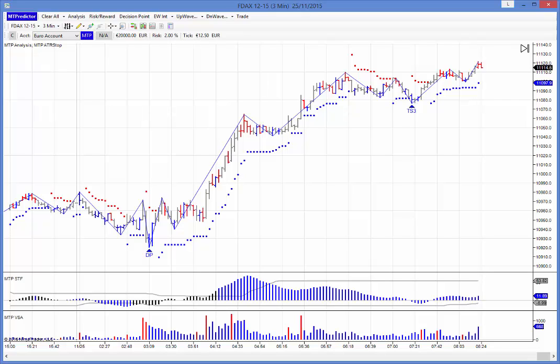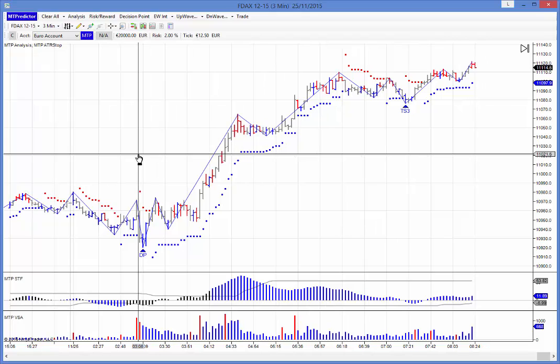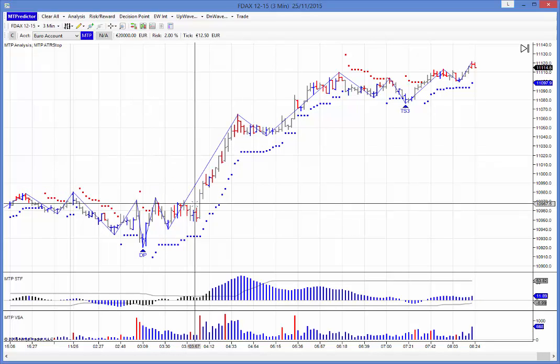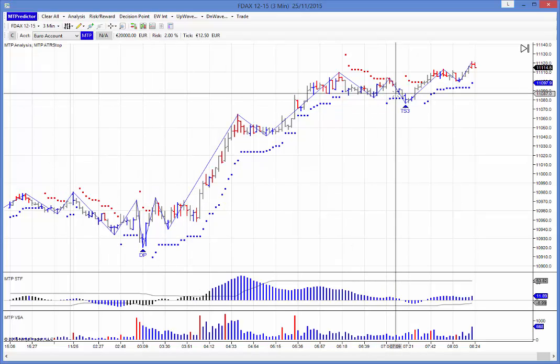Yesterday I did a sales webinar to German customers, and today I'd like to follow up with a look at how the DAX, this is a 3-minute chart of the DAX, has been unfolding today, which is Wednesday the 25th. As you can see, we've had a couple of buy setups here today so far.